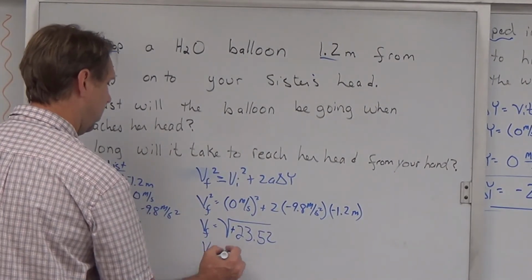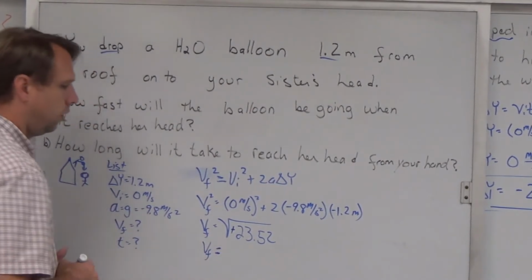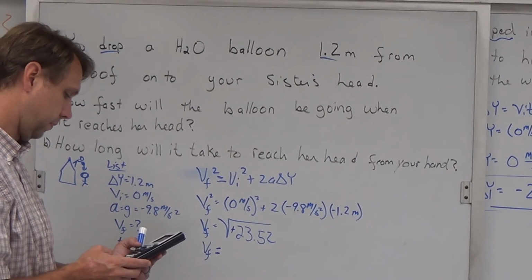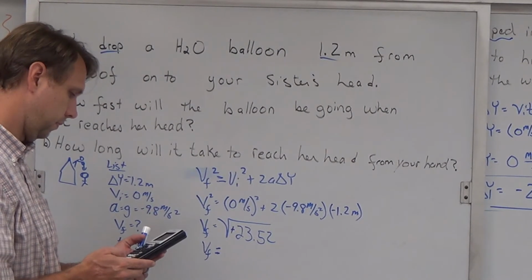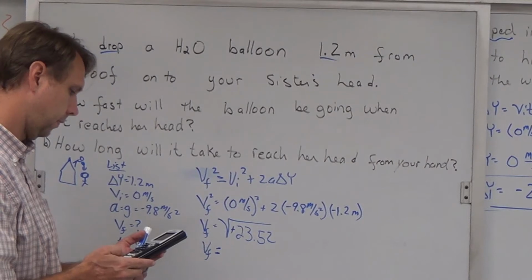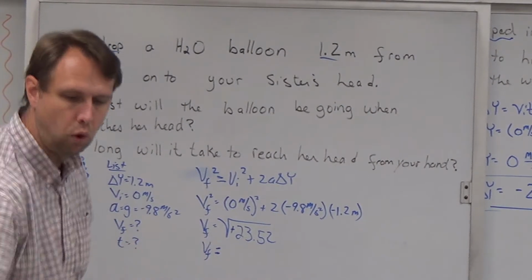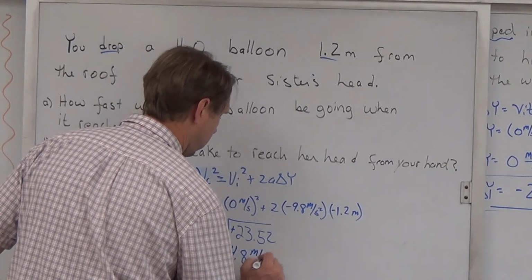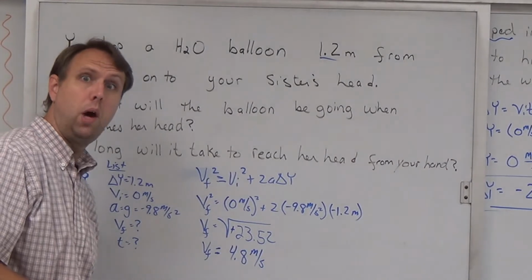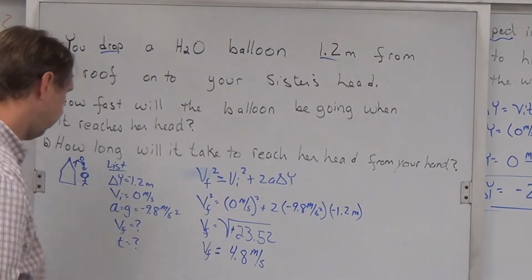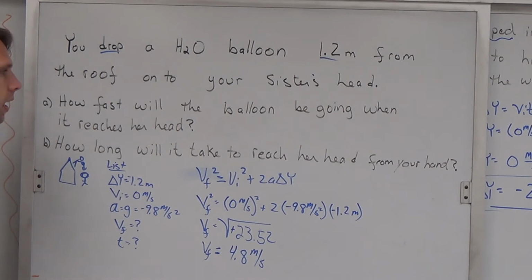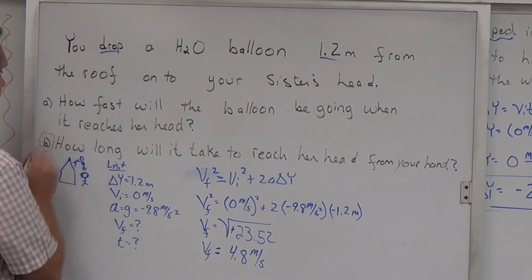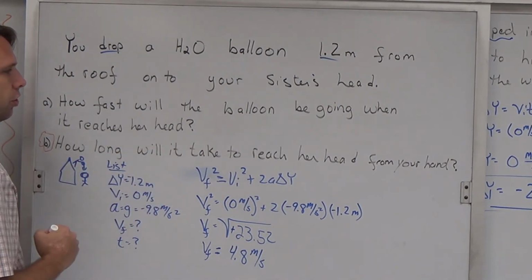And so now we can take the square root of 23.52. And I get 4.8 meters per second. That's just over 10 miles per hour for those of you wondering how sister is doing. The last part here will be part B. I'm going to do it in red just so it's more visible. How long will it take to reach your head from your hand?